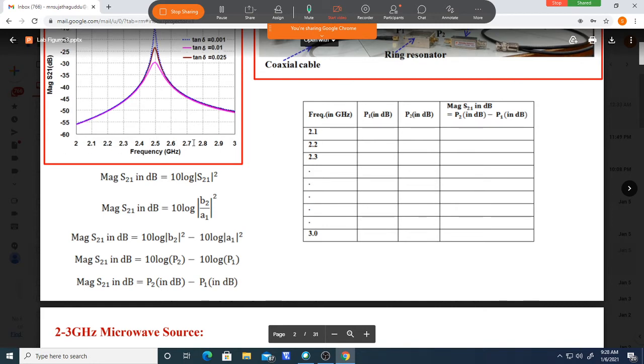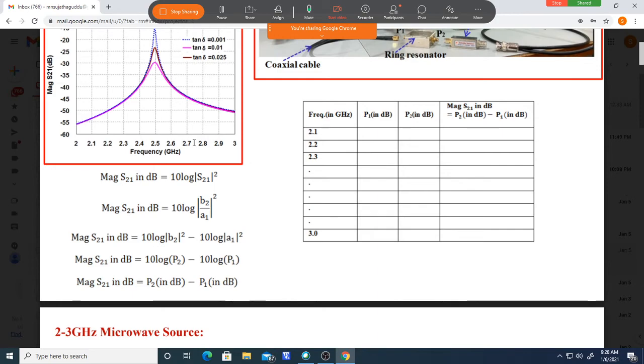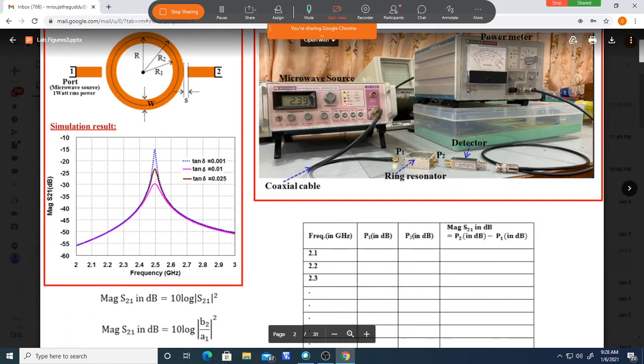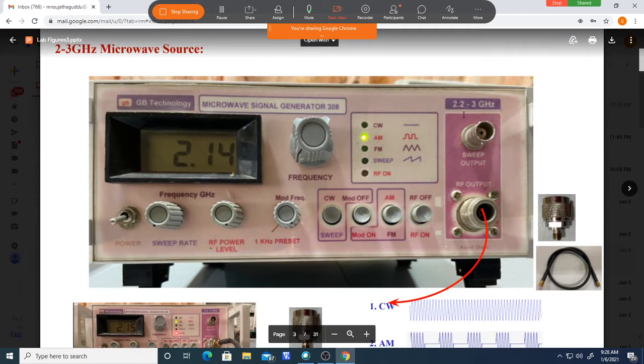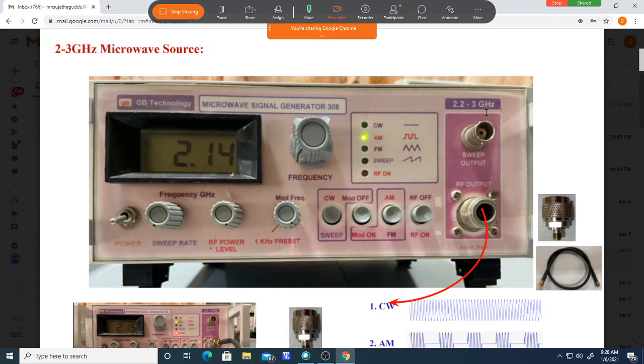6, whatever you wish. But in our laboratory we have a source, and that source frequency we can vary only from 2.2 to 3 gigahertz. That's all. Beyond that we cannot. Because as you go for high frequency, sources and equipment are very costly, so we cannot buy them for our laboratory academic purpose. That's why we do not have them in our laboratory.